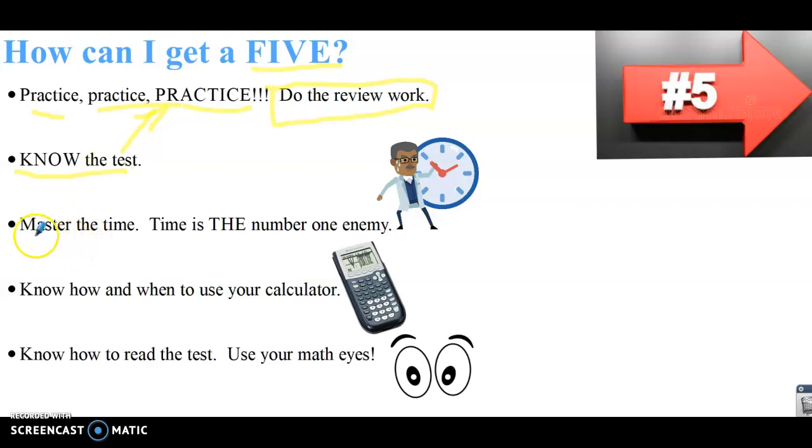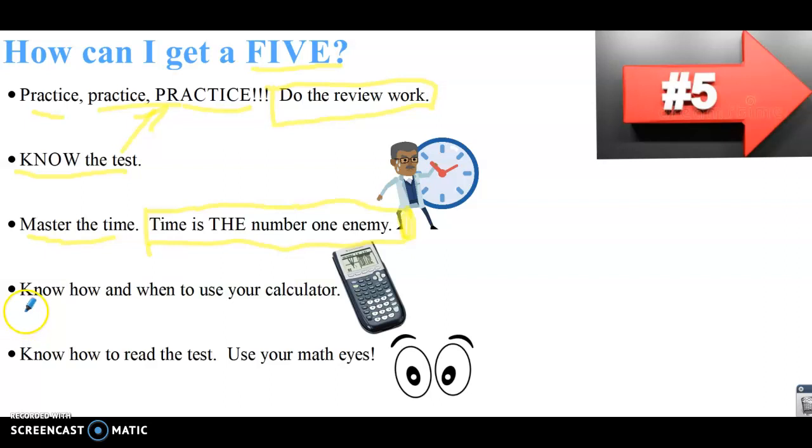The number one enemy on the test is the time. So when you first start doing your review, you're not really worrying about the time. The first part of the test is to figure out what do I know and what do I not know, and reinforce that. But as you get closer and closer to the test, there's going to be a point at which you decide, okay, I've got to start timing myself to see what it feels like to take a test in a time situation. So that comes later on as you get closer and closer to the actual test.